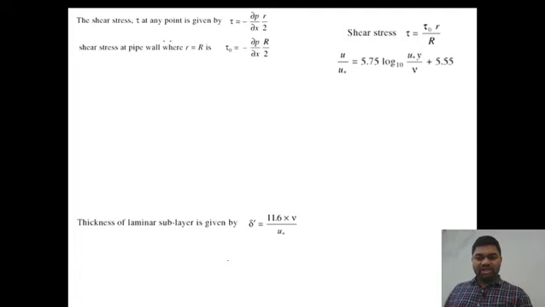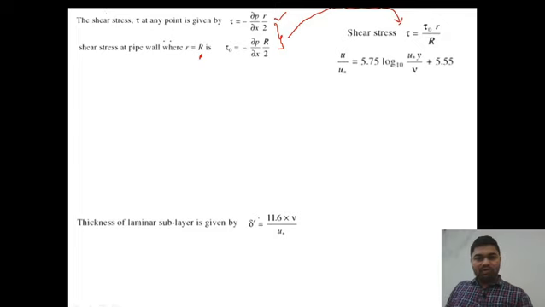We need to calculate shear stress at the point 30 mm from the wall. First of all, shear stress at any point is given by the formula tau is equal to minus dou p by dou x r by 2, and shear stress at the pipe wall, which occurs at the radius capital R, is given by tau naught is equal to minus dou p by dou x R by 2. If we divide these two equations, we will get the formula of shear stress as tau is equal to tau naught small r by capital R.